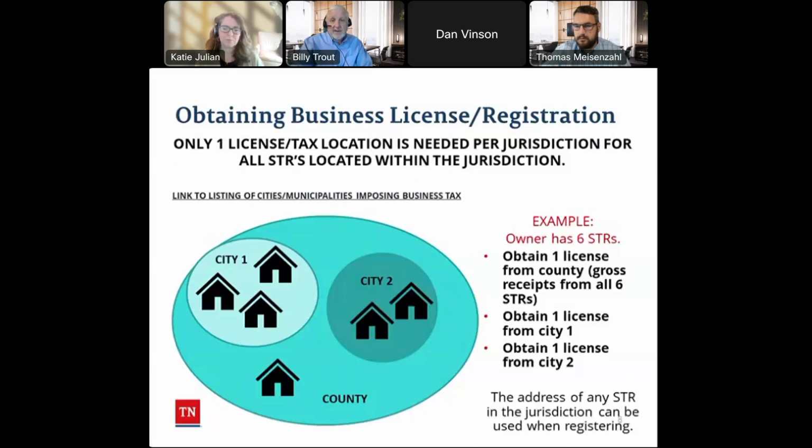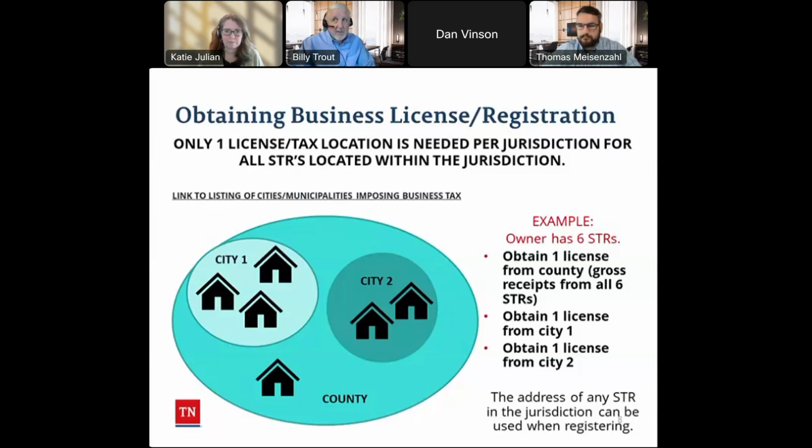Okay. So this is something that we're all going to be sort of piecing through together. But like Katie said in her presentation, you have the ability to register just once in that city and that county, and then report your gross receipts accordingly for all the properties within that city or county.